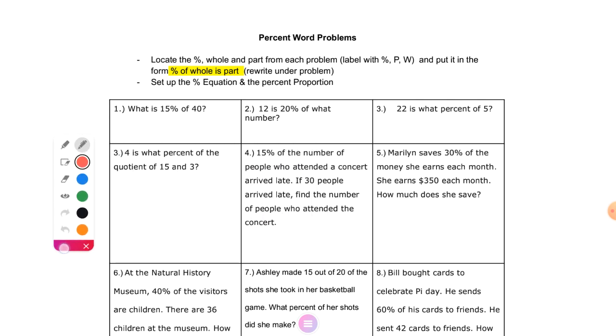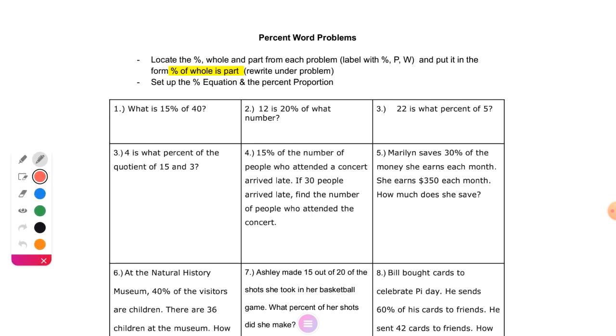Okay, number 1. Owen, what is my new phrase? 15% of 40 is P. So when you labeled them, you should have labeled 15 the percent, 40 the whole, and then the P is what we're looking for, our part.